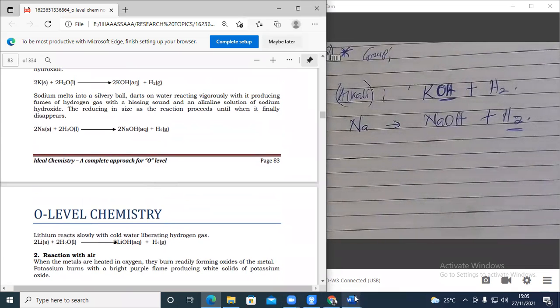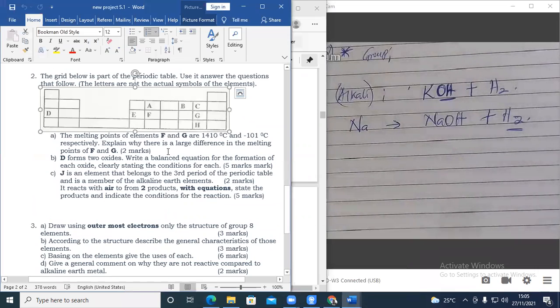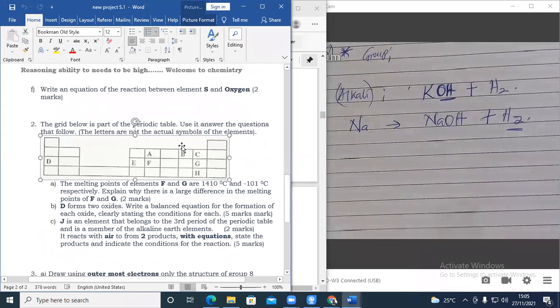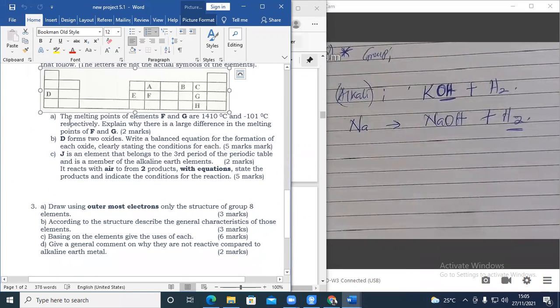That question was somewhere on this work here. We had that question somewhere. The melting points of this and this are that. That one we have looked at. D forms two oxides. D, that is group 1.